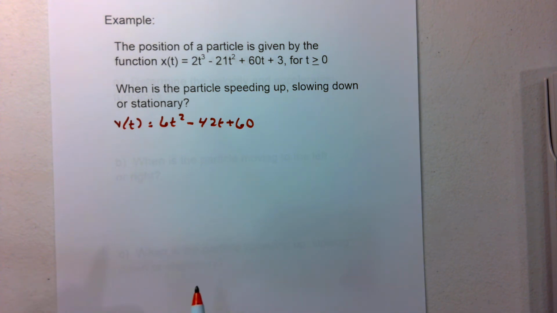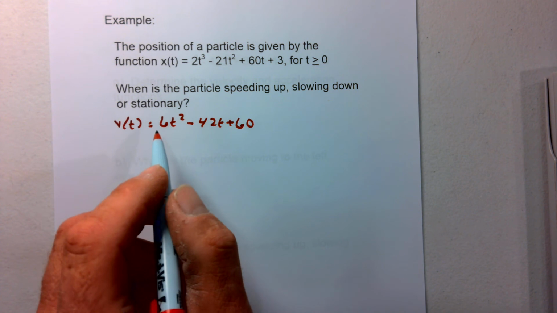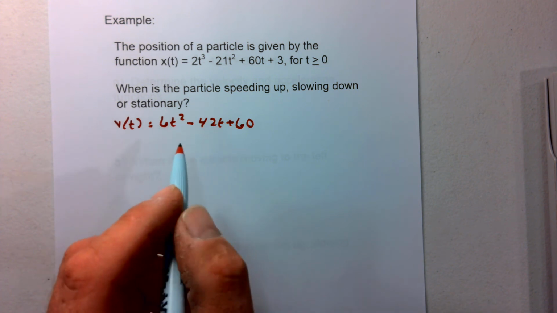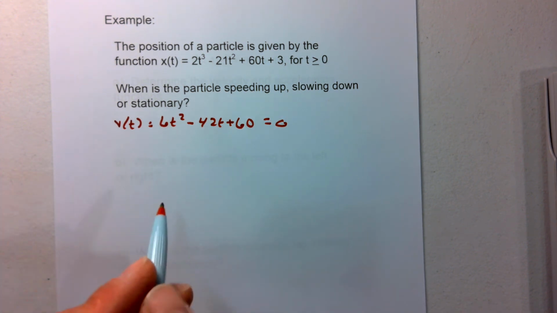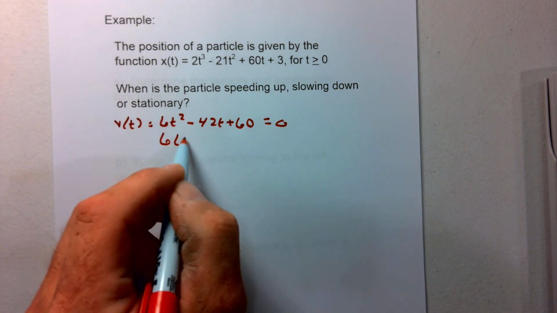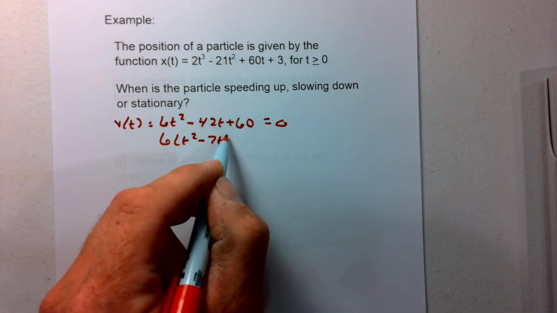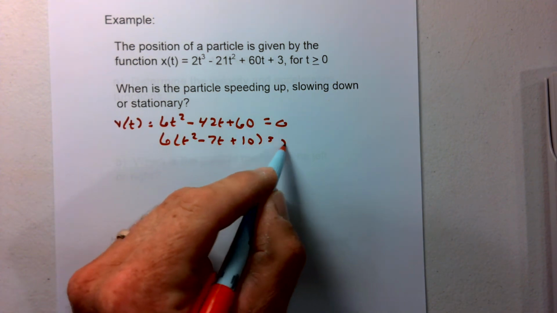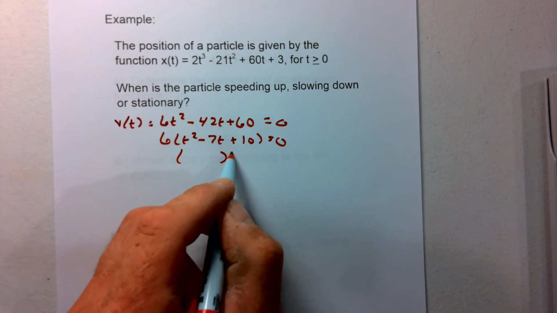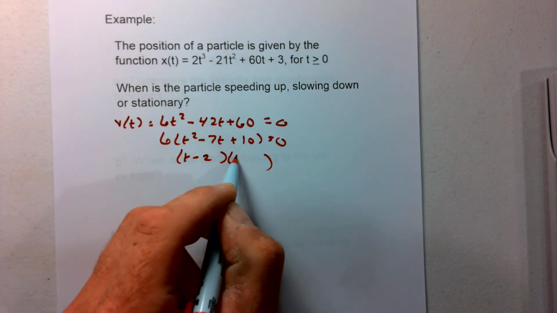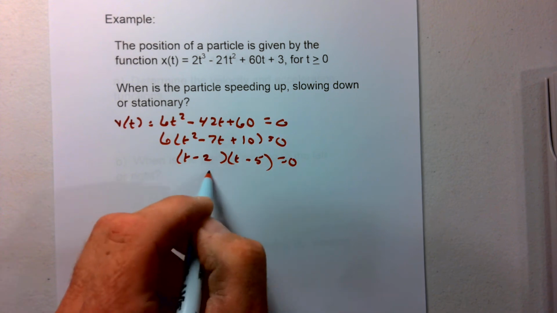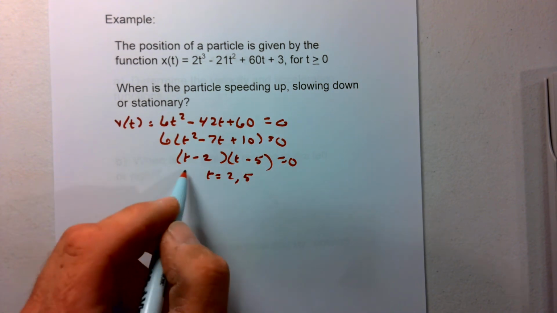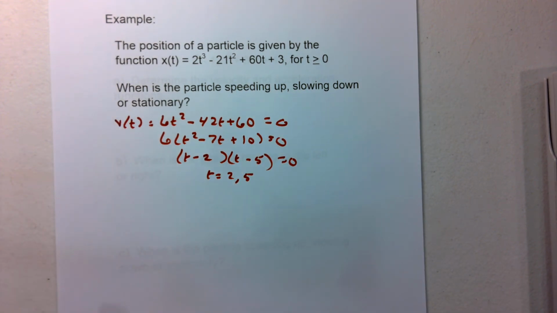So if I go ahead and set that equal to 0, I'm going to go ahead and factor out a 6. So I get t squared minus 7t plus 10 equal to 0. So we get t minus 2 and t minus 5 equal to 0. So t equals 2 and 5. That's my velocity. So it tells me where my function, or my particle, is changing direction.